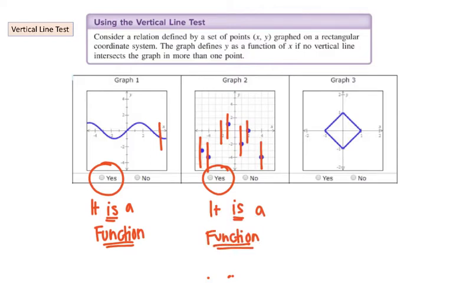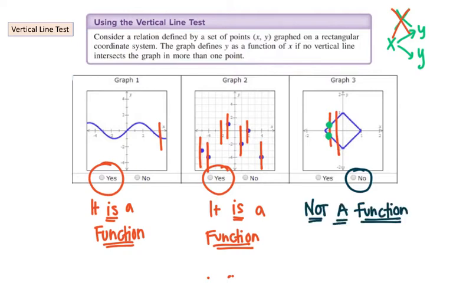Now let's look at this third graph. I hold my pencil vertically up and down. I start moving across the graph from left to right, and already I see a problem. This vertical line is hitting the graph in 2 different places at the same time. What that means is there's this x value or many x values that give us 2 different y values, which, as we remember from mapping diagrams, is not allowed. So in this case, because the vertical line would hit the graph in 2 points at the same time, we say no, this graph is not a function.